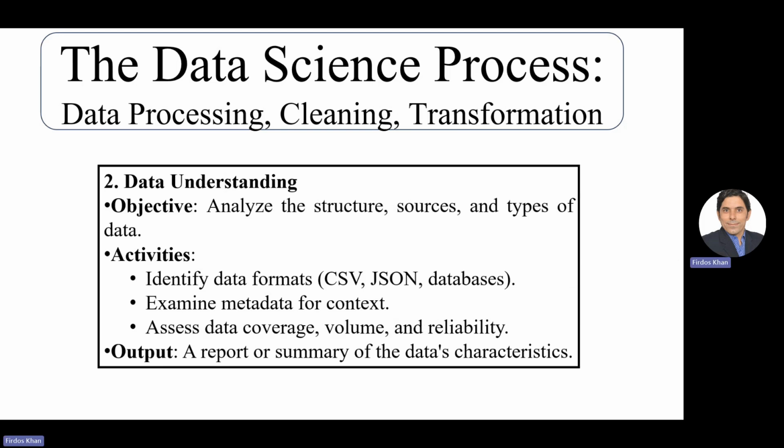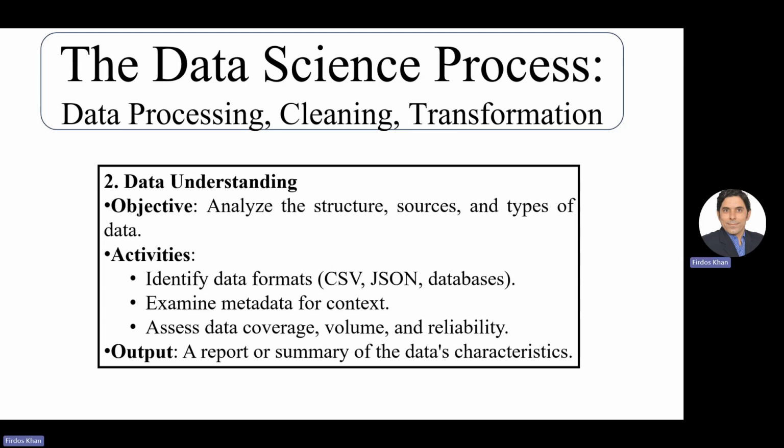The second slide is about data understanding. The objective is to analyze the structure, sources and types of the data. So what we need to do in this step is analyze the structure, sources and types of the data. The activities include identifying the data format, whether it is CSV, comma separated format, JSON or database. Of course, we need to do this. We do this already in the analysis, but we don't usually care about it. Otherwise, we all know what type and format of data we have.